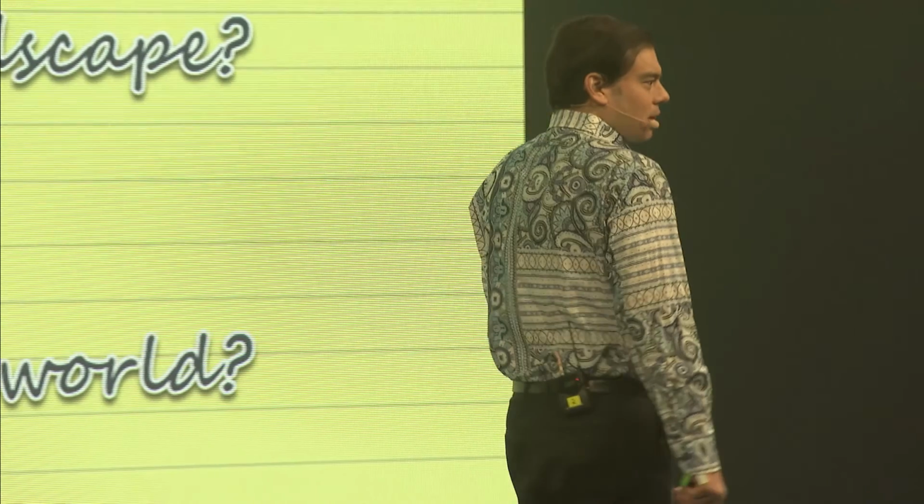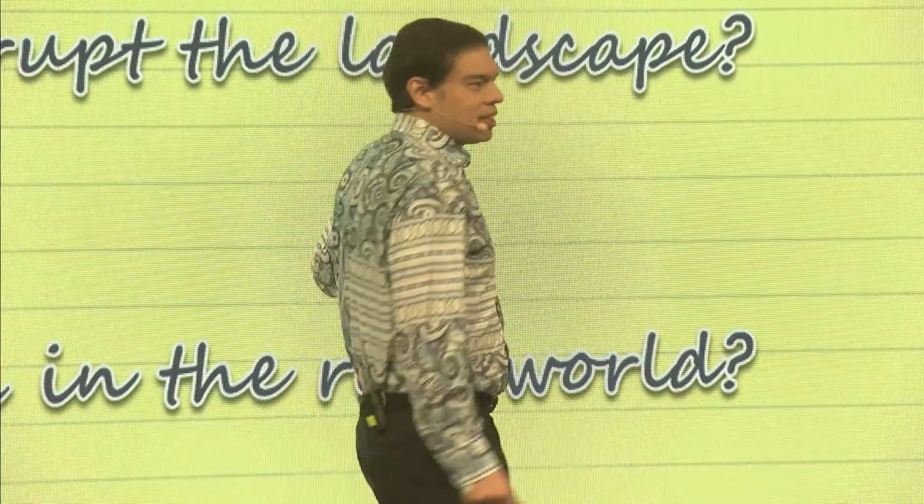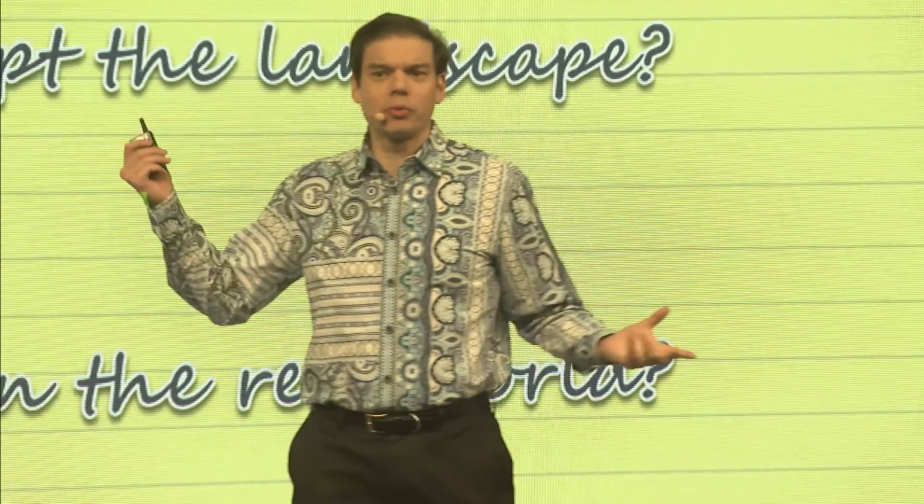So what exactly is PI? Well, it's an acronym that stands for Purpose, Intervention, and Execution. And it's very simple. It's what is the need, or as we like to call it, what is the hypothesis, or the research question? What is the intervention? How are you going to solve and answer the problem? And finally, the execution, how is it going to work in real life?